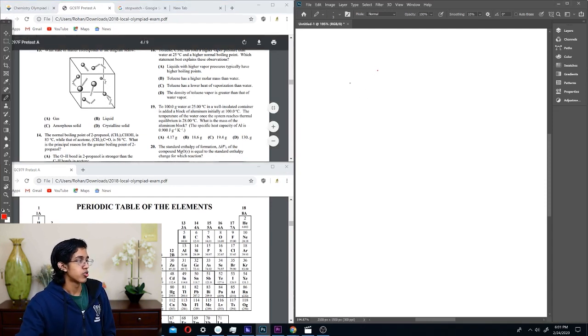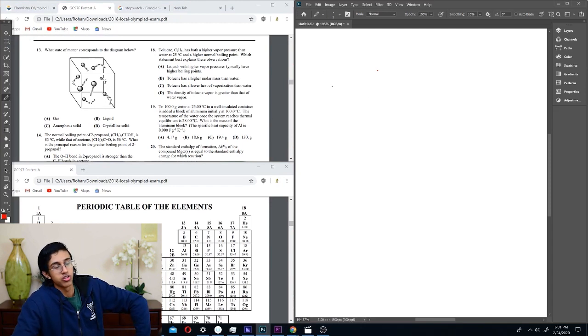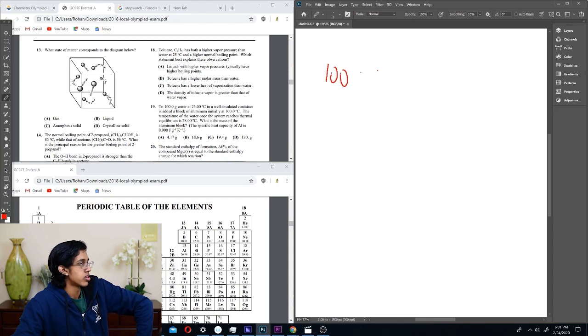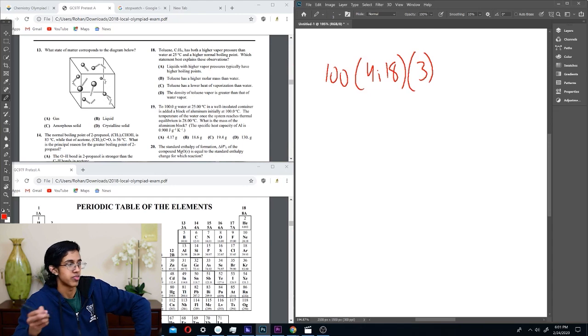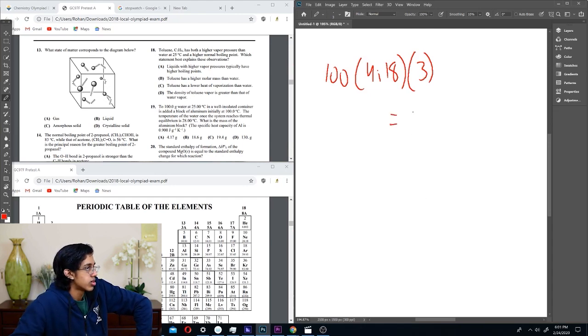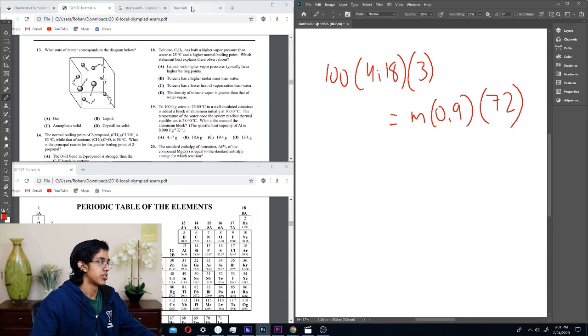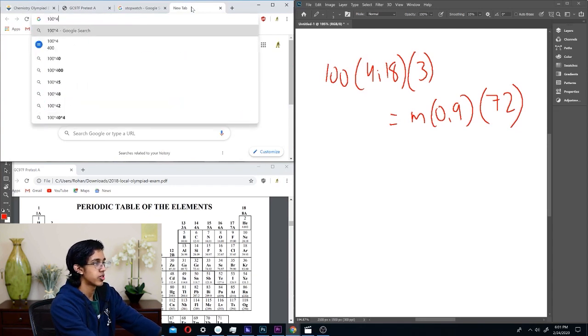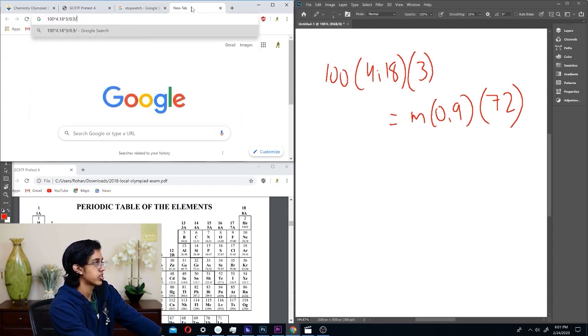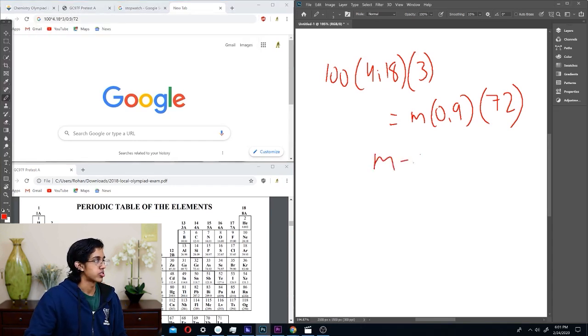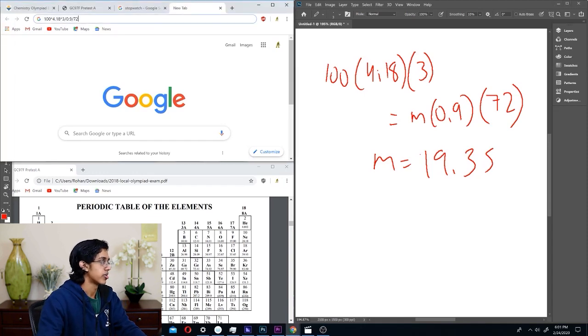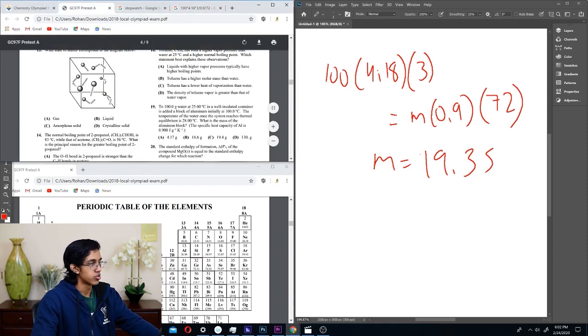Basically, you have to set the heats equal and use m C delta T. So 100 times the C of water, which is 4.18, multiplied by delta T, which is 3 since it goes from 25 to 28, is equal to the mass of the aluminum times its heat capacity times its change in temperature, which is 72. Dividing, 100 times 4.18 times 3 over 0.9 over 72, M is equal to 19.35. So C.